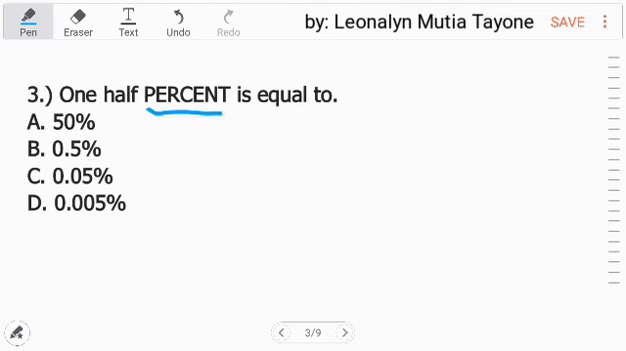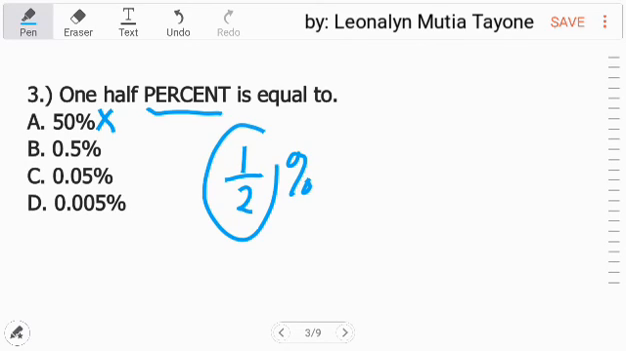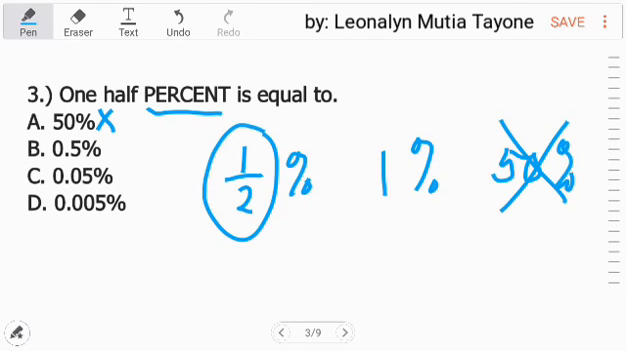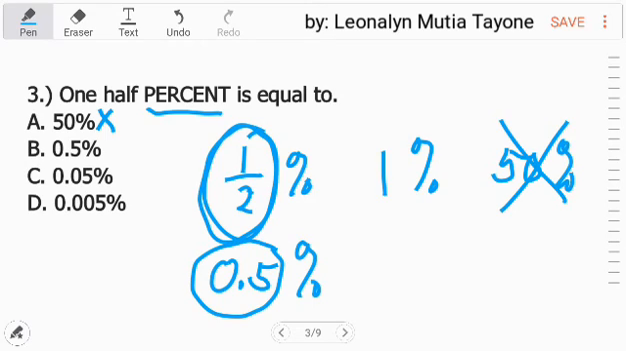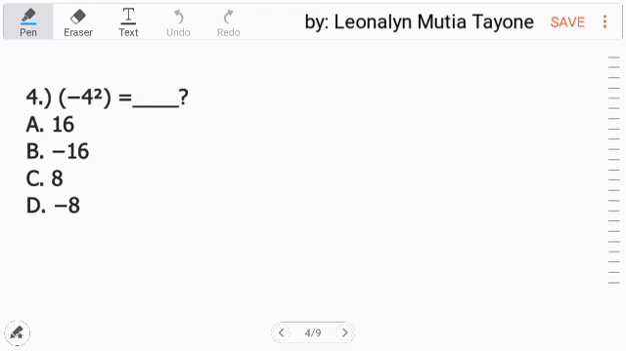Question number 3. 0.5% is equal to what? Ang iba ay sasagot ng 50%. Again, 0.5%. Mas maliit pa siya sa 1%. So, mali ang 50%. 0.5% is equivalent to 0.5%. Ang 1/2, pariho lang yan sa 0.5. Unless kung ang tanong ay 1/2 is equal to, wala yung percent na yan, 1/2 is equal to 50%. Pero nandyan yung percent. 0.5% is equal to 0.5%.